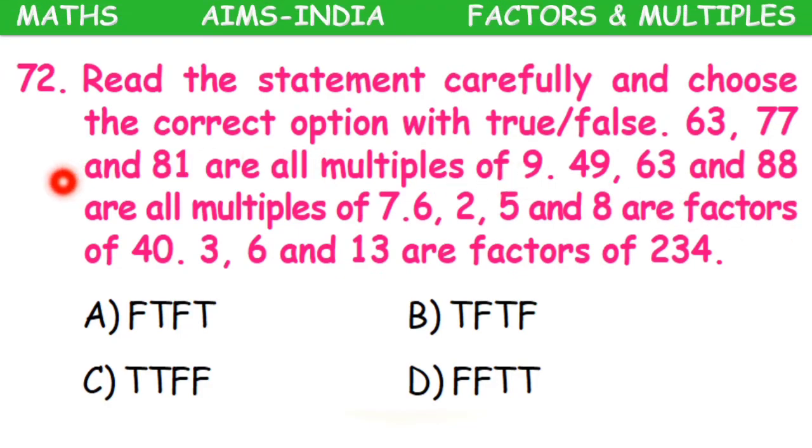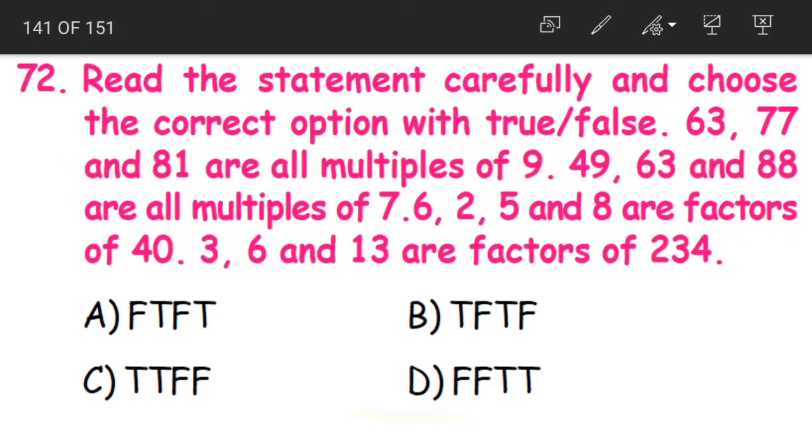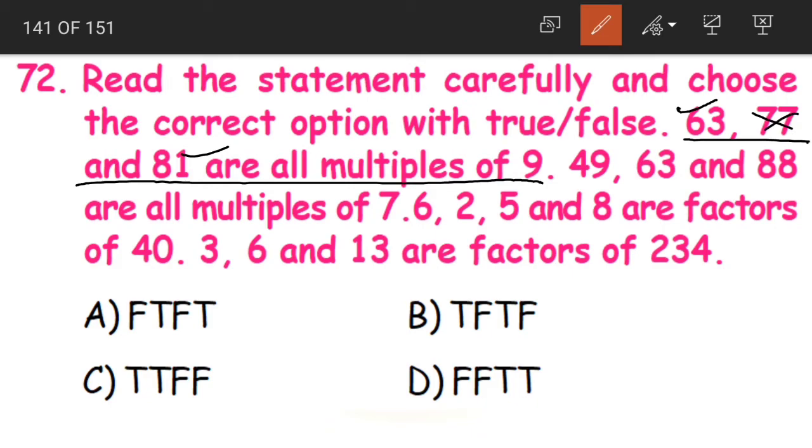Next question 72. Again, we are having few statements here. The first one is 63, 77 and 81 are all multiples of 9. Okay, in the multiples of 9 we have 9 sevens are 63, yes, and 9 nines are 81. But 77 is not a multiple of 9. So, first statement is false.